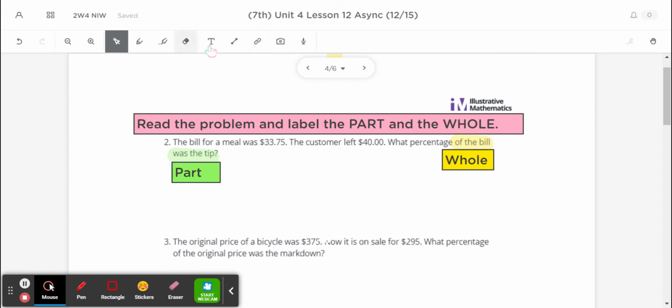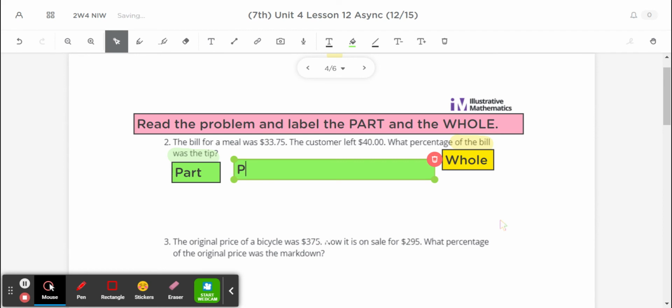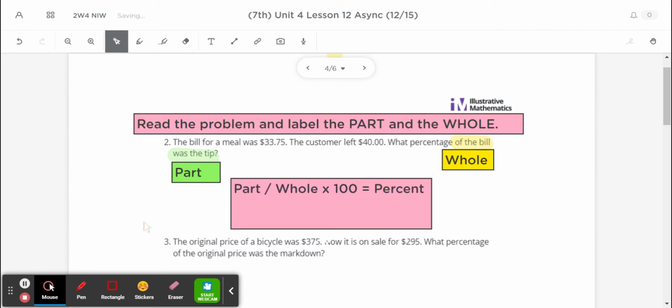So I'm going to go ahead and use my same formula that I used in part 1. Part over whole times 100 is equal to percent. And once again, we know the part, we know the whole, and so we're able to calculate percent. Go ahead and pause this video and calculate the percent for this question. I'm going to have you do this one on your own.